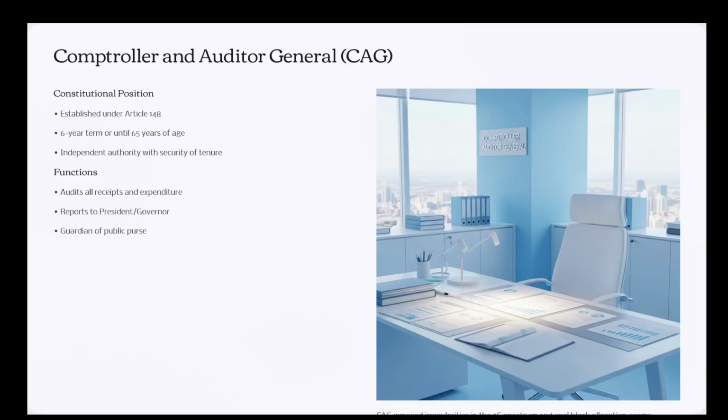So let us discuss the Comptroller and Auditor General, that is CAG. The constitutional position: it is established under Article 148, with a 6-year term or until 65 years of age. It is an independent authority with security of tenure. The functions are to audit all receipts and expenditure and report to the President or Governor. So it is the guardian of the public purse.